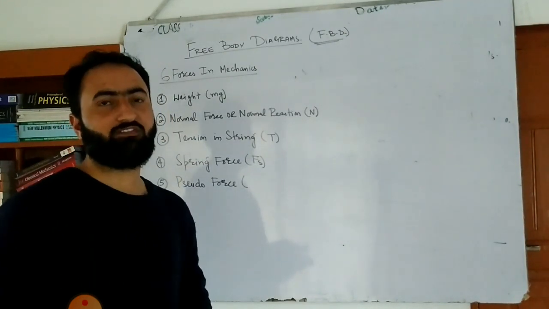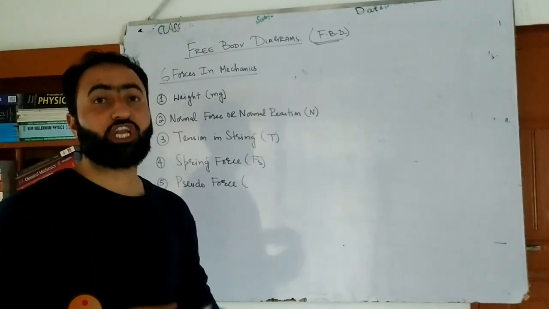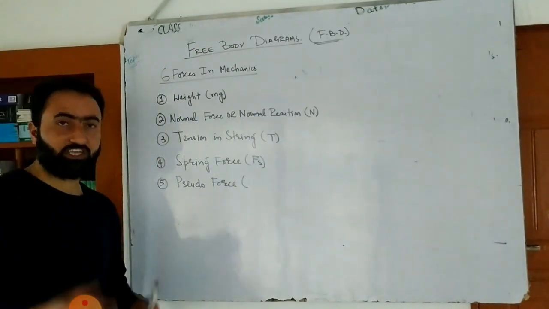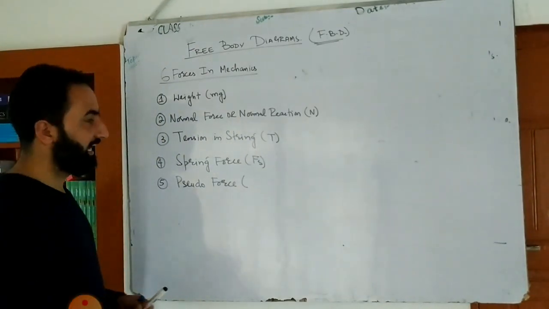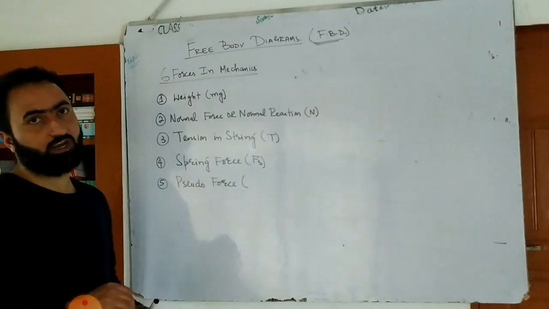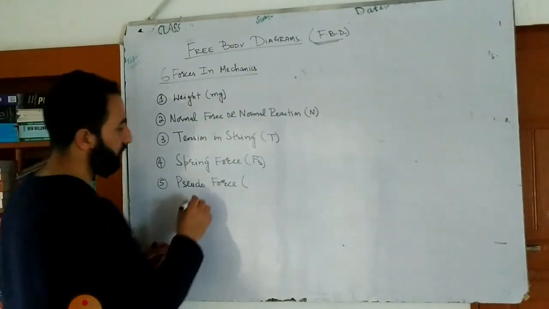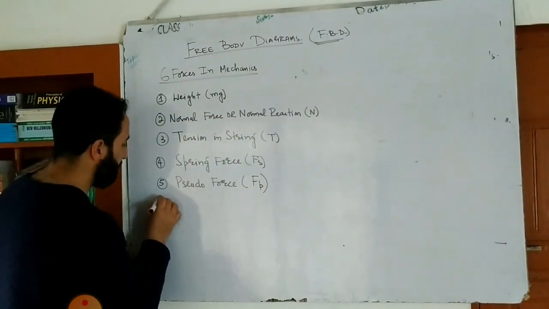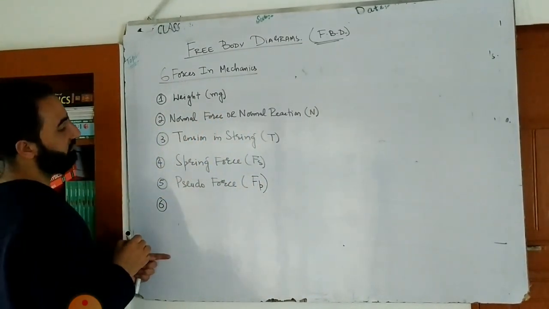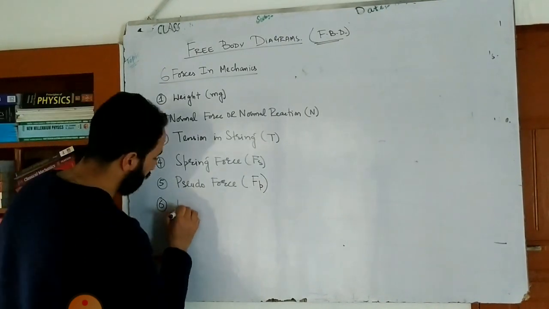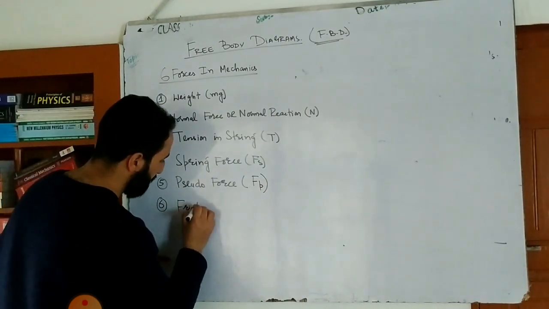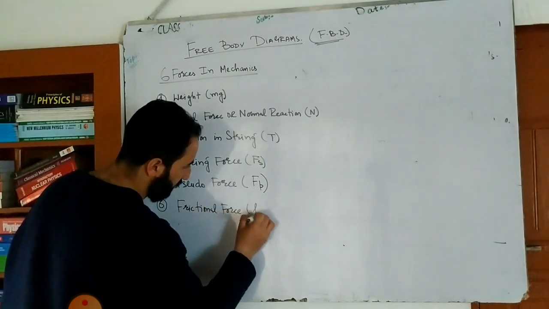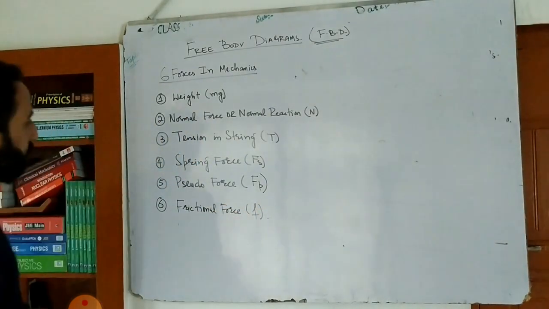You will come to know when we define what we mean by inertial and non-inertial frames of reference. In that case we will define the pseudo force, in case of a non-inertial frame of reference or accelerating frame of reference. So pseudo force is denoted by Fp. Number 6 is frictional force.